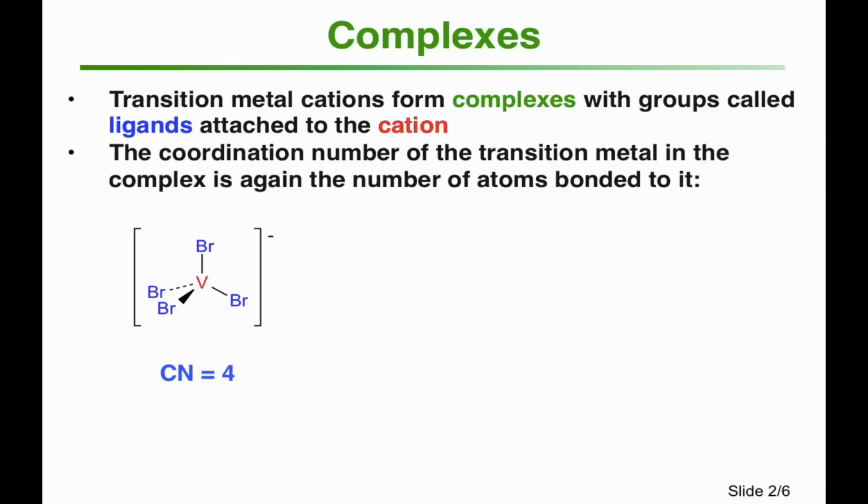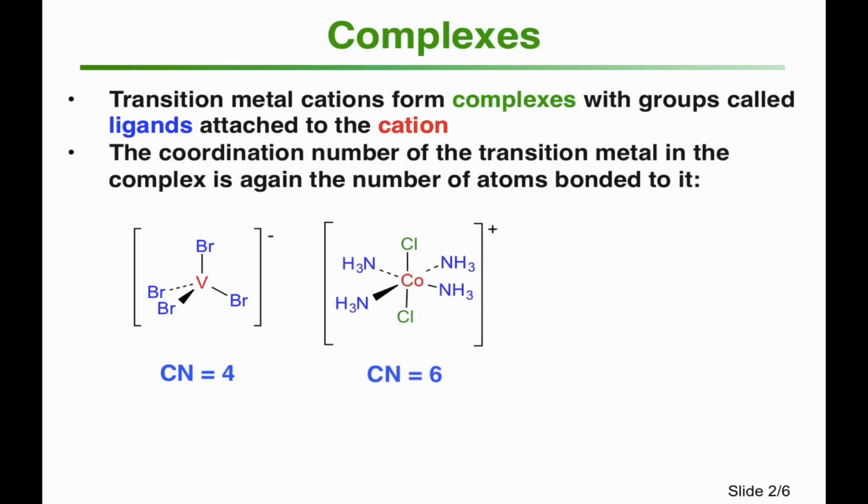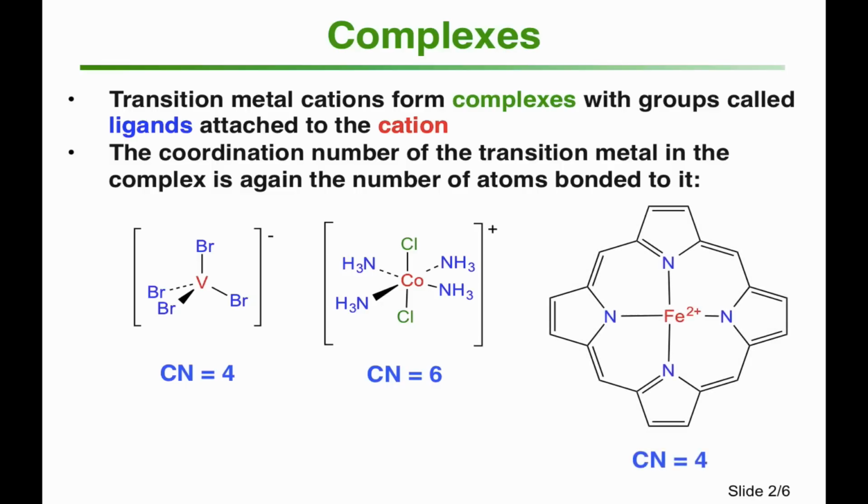This cobalt has a coordination number of 6, it's bonded to 4 nitrogens and 2 chlorines. And this iron is bonded to 4 nitrogens, coordination number of 4. Notice that the 4 nitrogens are attached together in a big ring, but the coordination number is 4 because it's the number of directly bonded atoms.